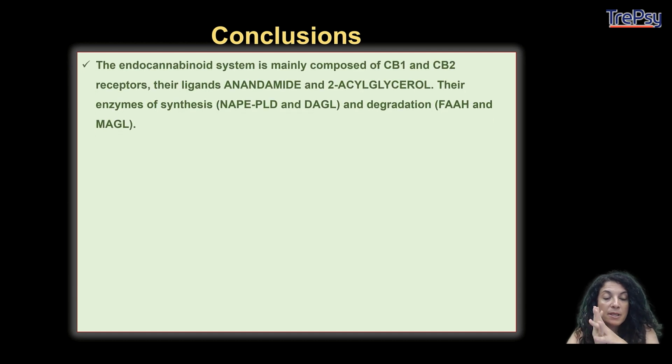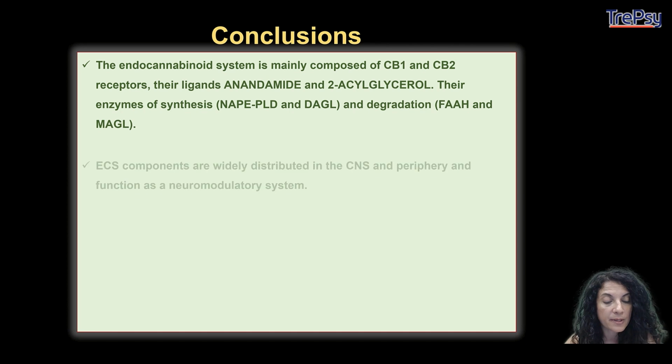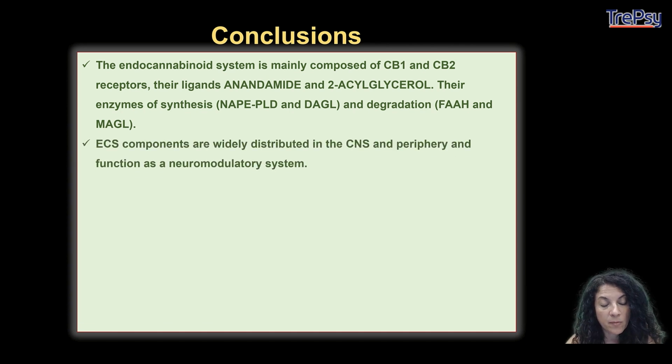First, the endocannabinoid system is mainly composed of CB1 and CB2 receptors, their ligands anandamide and 2-arachidonoylglycerol, their enzymes of synthesis, NAPE-PLD and diacylglycerol lipase, and of degradation, fatty acid amide hydrolase and monoacylglycerol lipase. The endocannabinoid system components are widely distributed in the central nervous system and periphery, and function as a neuromodulatory system.